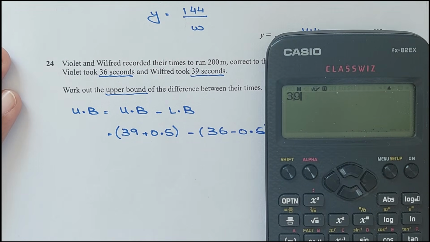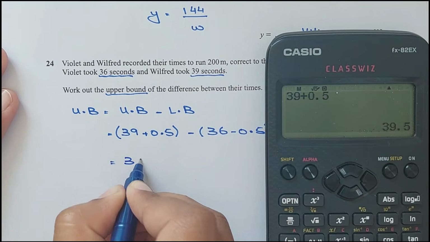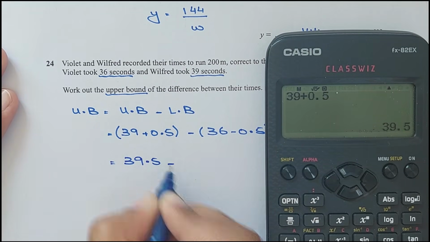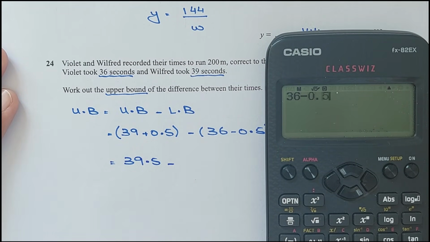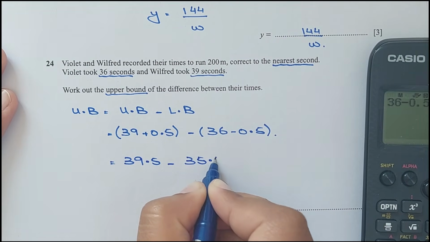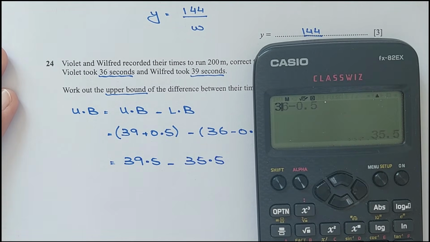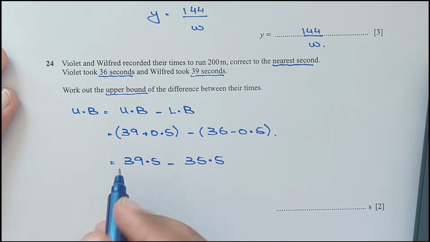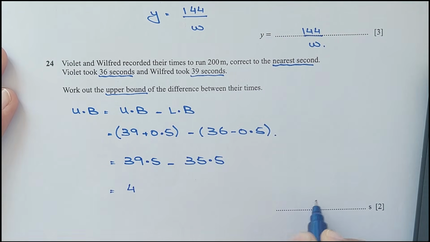Okay, 39 plus 0.5 is 39.5, minus 36 minus 0.5, which is 35.5. Okay, 39.5 minus 35.5 equals 4. So this is 4. The difference is 4 seconds.